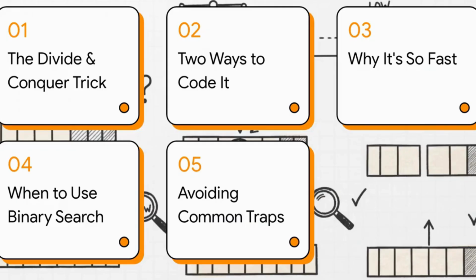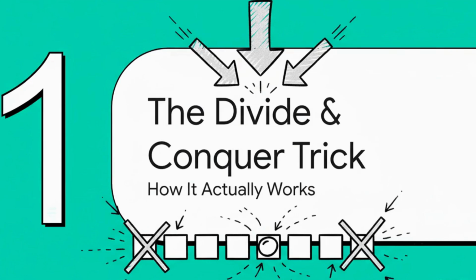All right, so here's the game plan for today. We'll kick things off with a divide and conquer trick that makes this whole thing work. Then we'll look at 2 ways to actually code it up. After that, we'll get into why it's so ridiculously fast. We'll cover when you should and shouldn't use it. And finally, we'll go over how to avoid some really common traps. Let's do it. First up, the divide and conquer trick.